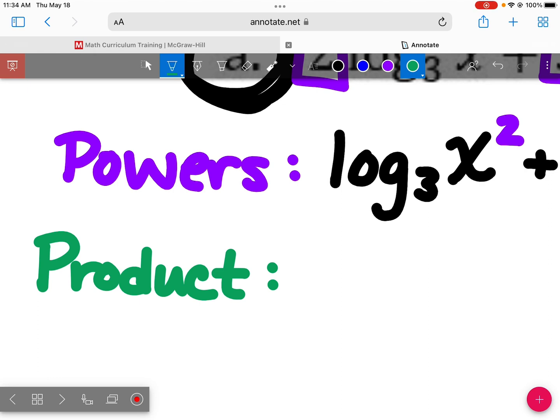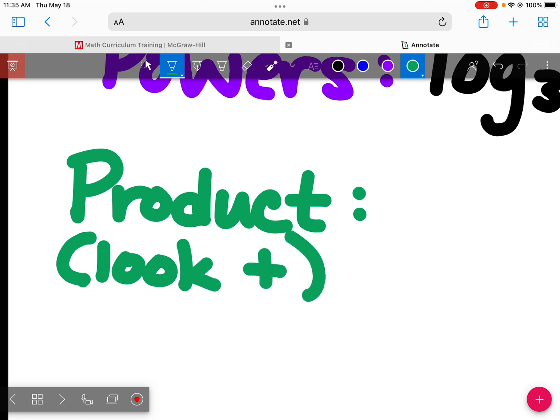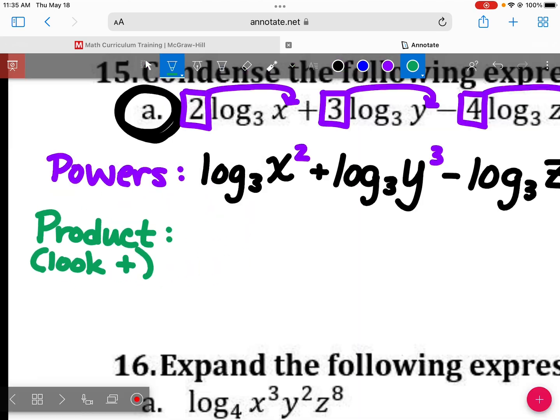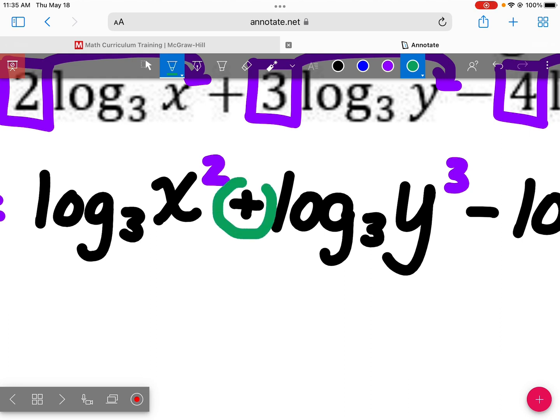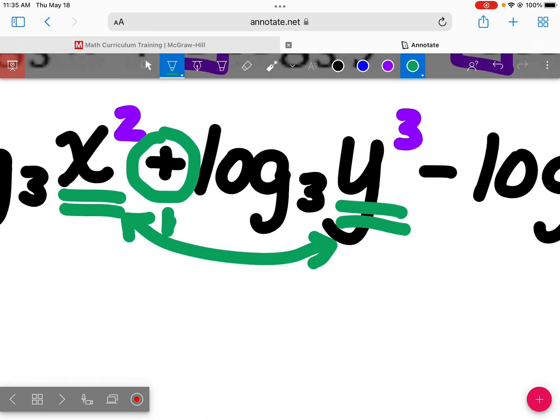Then we do the product property. With the product property, you look for addition. Do you see any addition between logs? Yes. So when you see addition, you're going to need to use the product property. You take the arguments of the logs right before and after the plus sign. So I'm going to take the x squared and the y cubed. These two pieces are going to be multiplied.